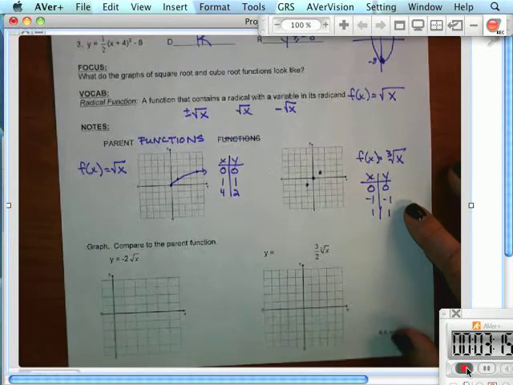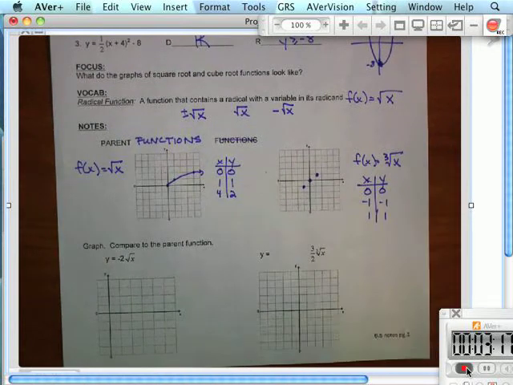Now, if you were to go to the graphing calculator, I call it a snake.